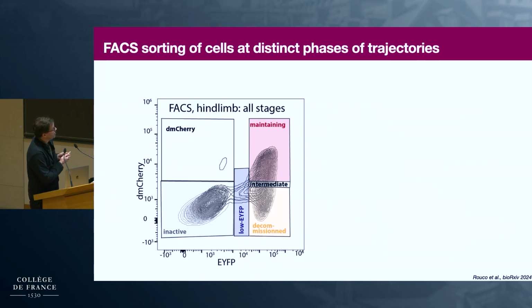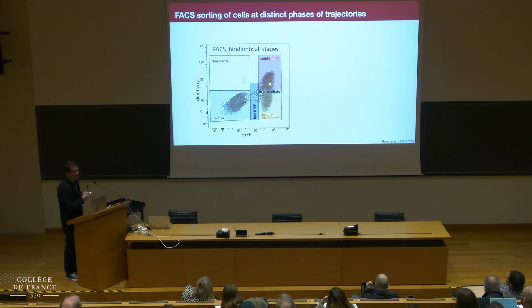And you can see here how that looks if you have the EYFP fluorescence on the x-axis and the mCherry red fluorescence on the y-axis. You will see a big bulk of inactive cells that do not express any of the fluorophore. You have maintaining cells that are currently expressing SHOX2 in the locus, and then you have these decommissioned cells that have repressed the gene over time.